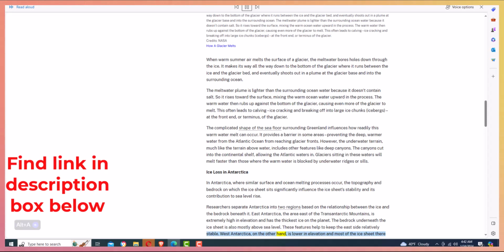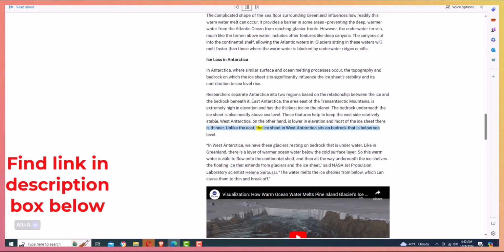West Antarctica, on the other hand, is lower in elevation and most of the ice sheet there is thinner. Unlike the east, the ice sheet in West Antarctica sits on bedrock that is below sea level. "In West Antarctica, we have these glaciers resting on bedrock that is underwater. Like in Greenland, there is a layer of warmer ocean water below the cold surface layer. So this warm water is able to flow onto the continental shelf, and then all the way underneath the ice shelves, the floating ice that extends from glaciers and the ice sheet," said NASA Jet Propulsion Laboratory scientist Helene Seroussi. The water melts the ice shelves from below, which can cause them to thin and break off.